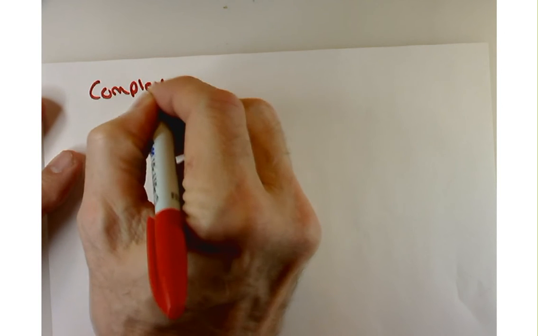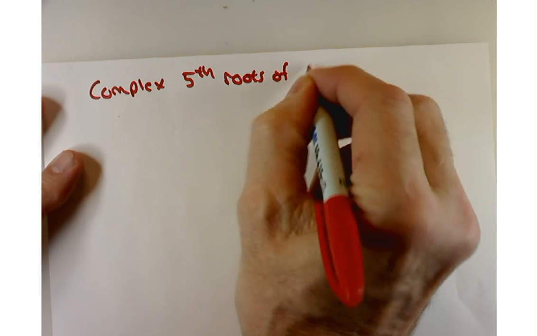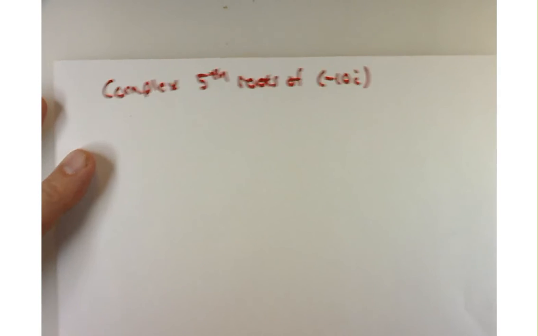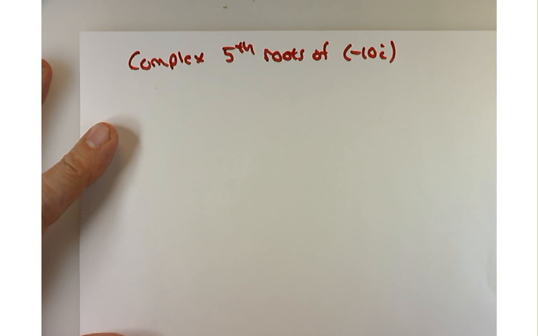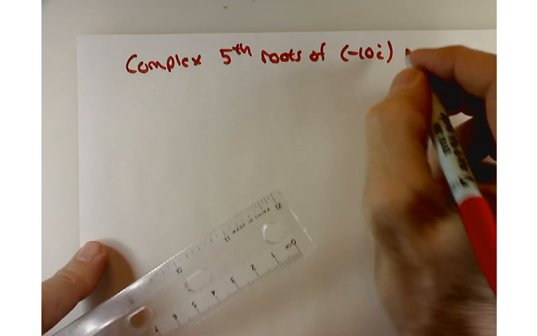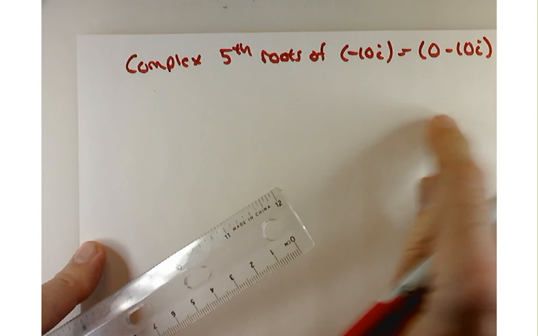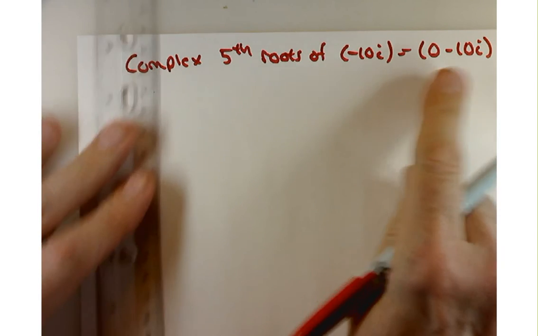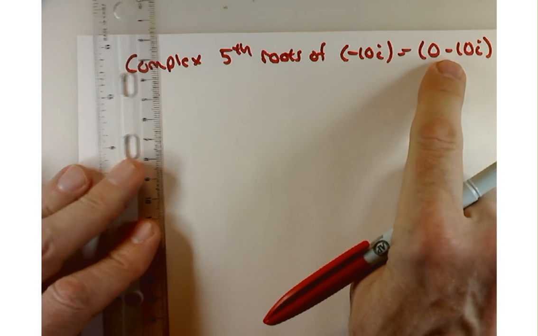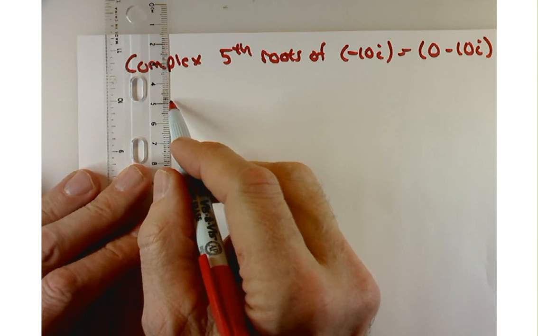Complex fifth roots of -10i. Well, let's first of all write this in polar form, and to do that it might help us to realize that that's really equal to 0 minus 10i. That's just a different way to write it. If I were to graph this, where would it be? Where's it going to be?